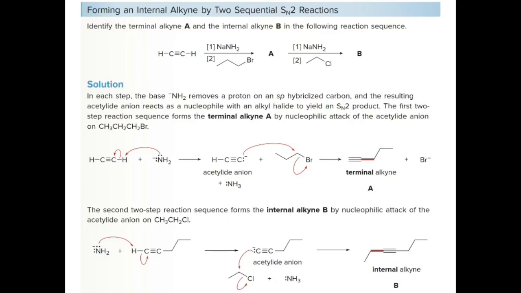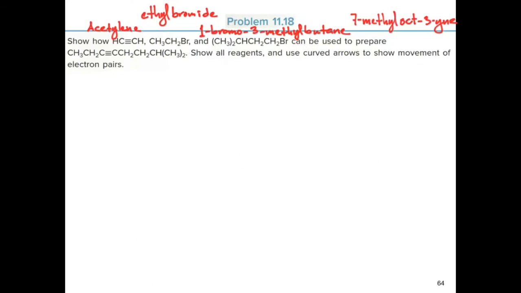Here's practice problem number 18. Show how acetylene, ethyl bromide, and 1-bromo-3-methylbutane can be used to prepare 7-methyl-oct-3-ine. Show all reagents and use curved arrows to show movement of electron pairs.